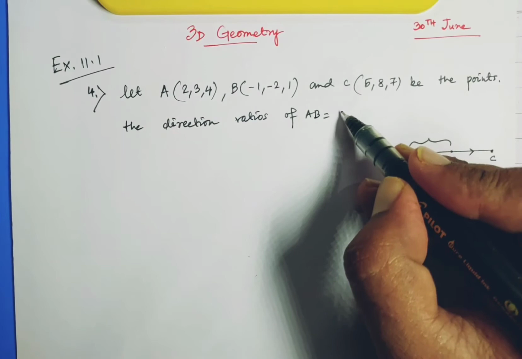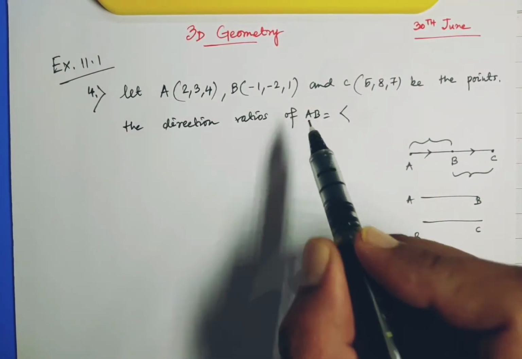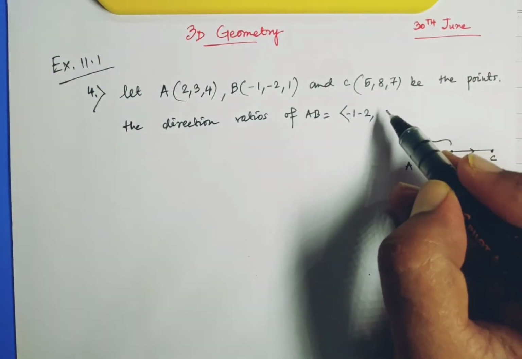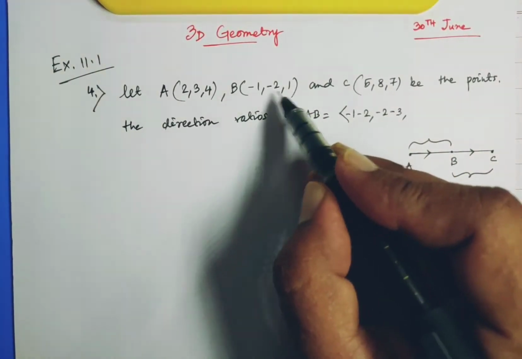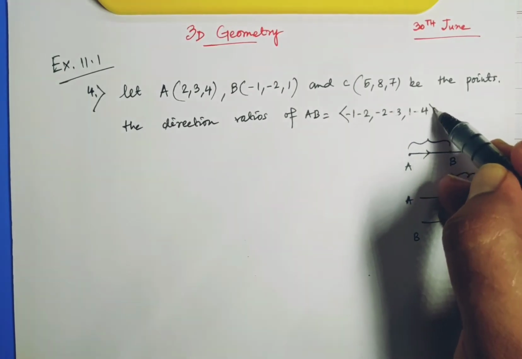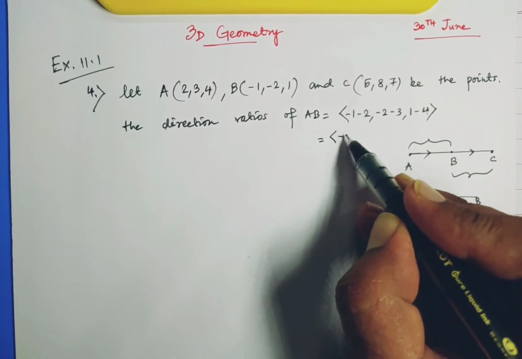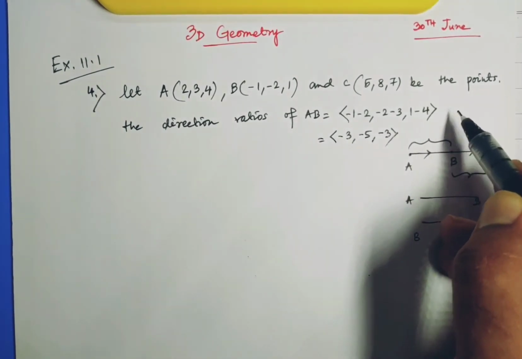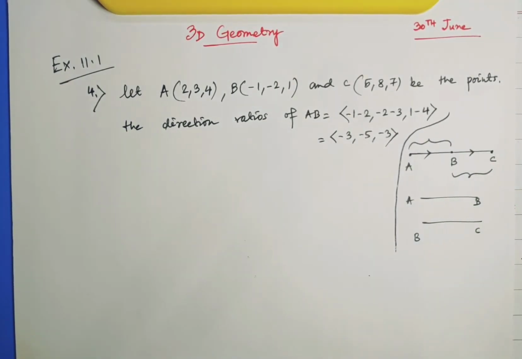2 minus 1. So I will just write like this. So it will be AB I'm finding. So terminal minus initial. So it will be minus 1 minus 2, then minus 2 minus 3, then 1 minus 4. So how much is that? It is minus 3, minus 5, minus 3. So this is how we get the direction ratios of the line AB, right? In the same way, find out the direction ratios of the line BC.